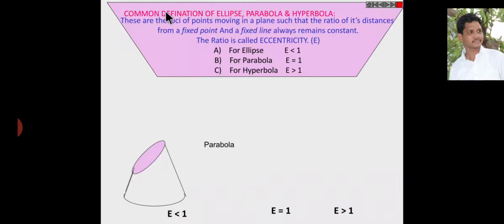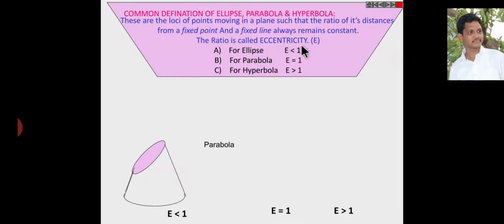Now this is the common definition of ellipse, parabola and hyperbola. These are the loci of points moving in a plane such that the ratio of its distances from a fixed point and a fixed line always remains constant. The fixed point is called the focus point, the fixed line is called the directrix, and the ratio is called eccentricity.